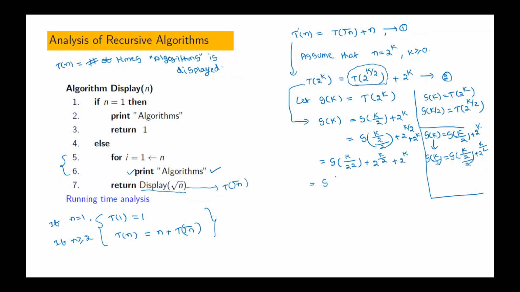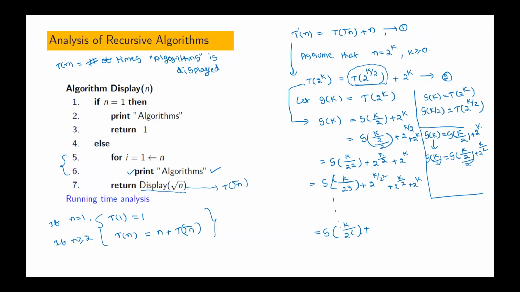Again, if you expand, what we get is S of k by 2 cube plus 2 power k by 2 square plus 2 power k by 2 plus 2 power k. It goes like this. Is that correct? Now tell me what happens after i steps. I don't know whether you are getting or not. Even if you don't know this, it is fine. This type of recurrence relation, we will see a direct method to find its order of growth. Now stop here, I move to the next thing.